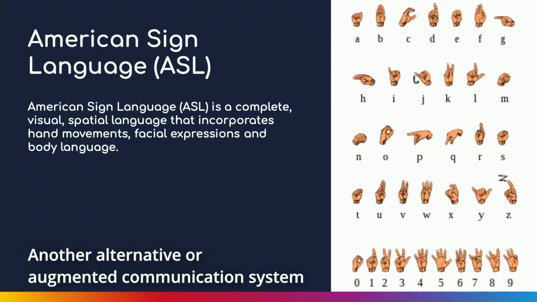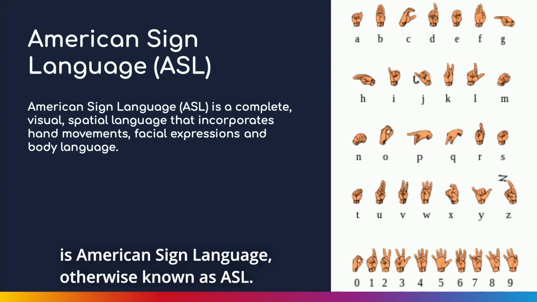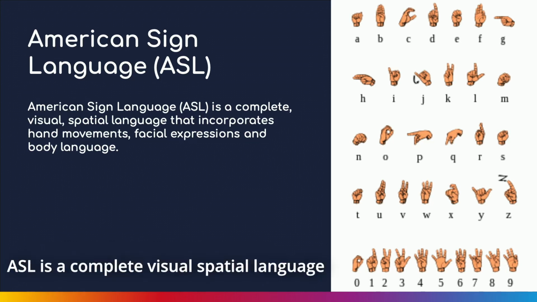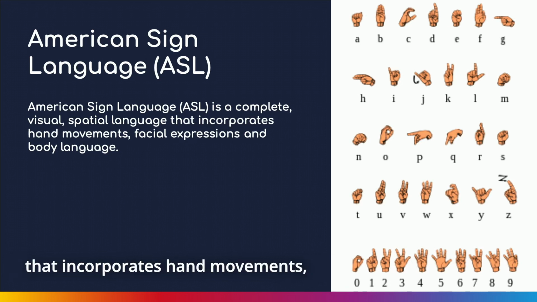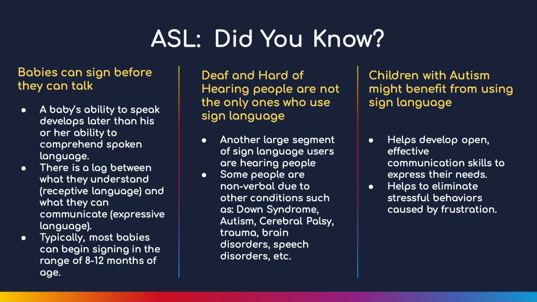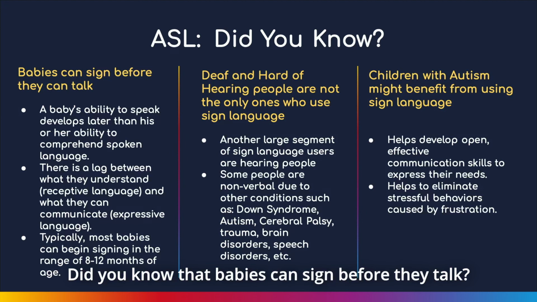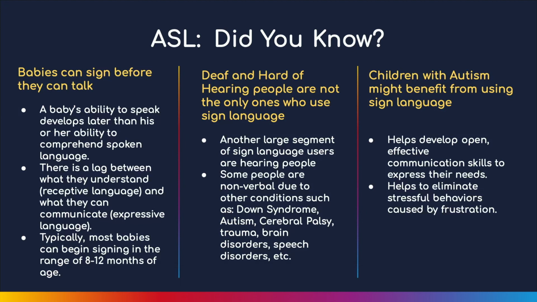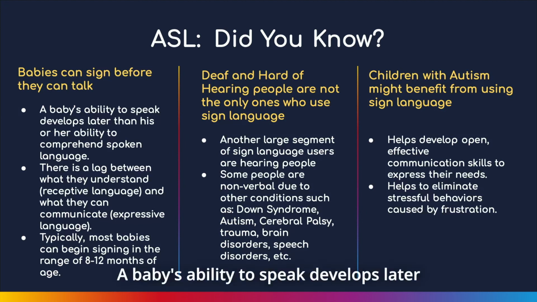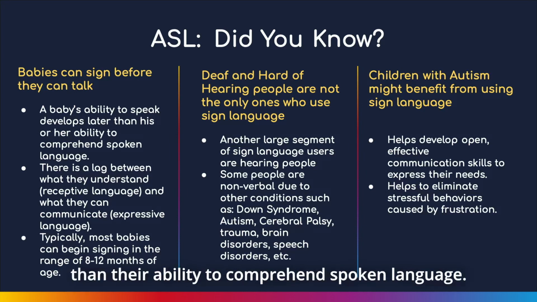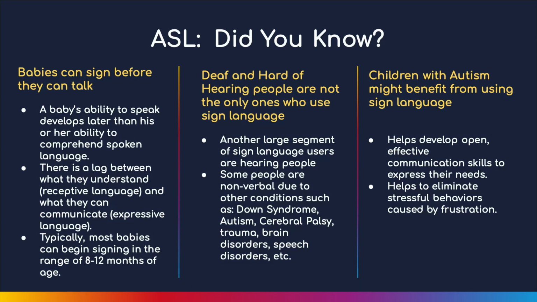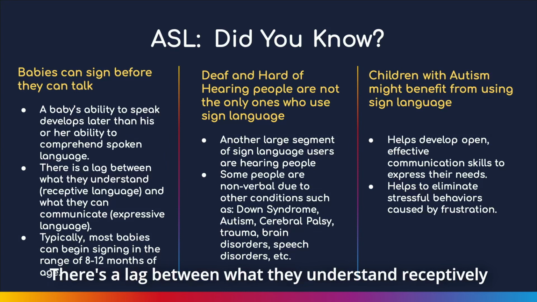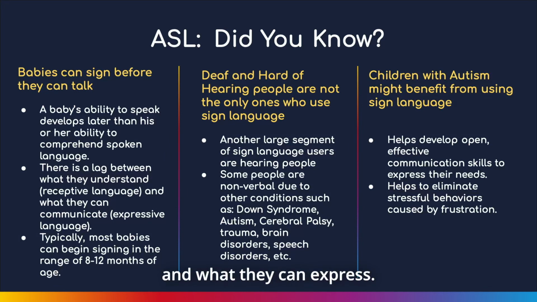Another alternative or augmentative communication system is American Sign Language, otherwise known as ASL. ASL is a complete visual spatial language that incorporates hand movements, facial expressions, and body language. Did you know that babies can sign before they talk? A baby's ability to speak develops later than their ability to comprehend spoken language. There's a lag between what they understand receptively and what they can express.